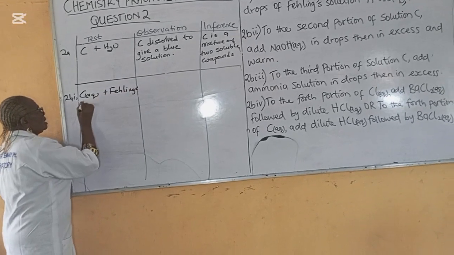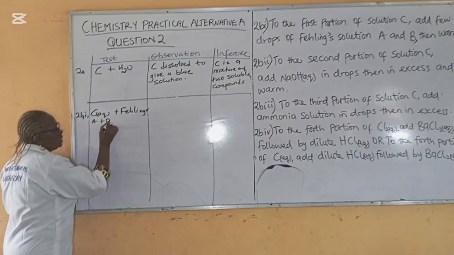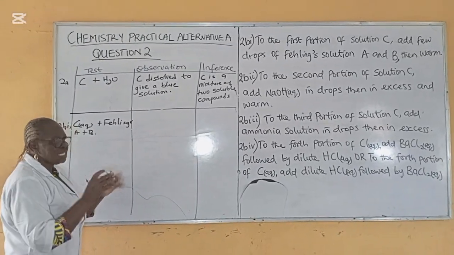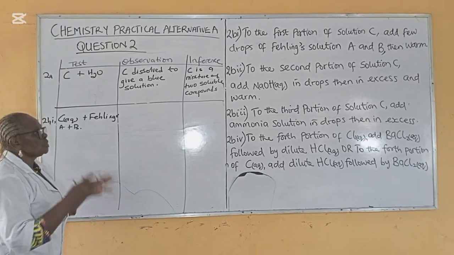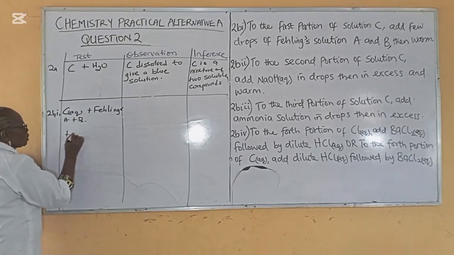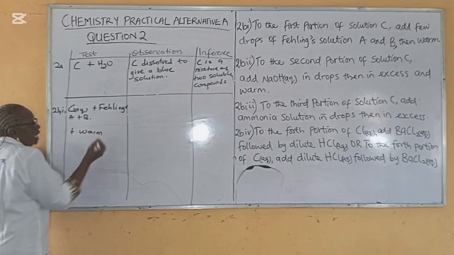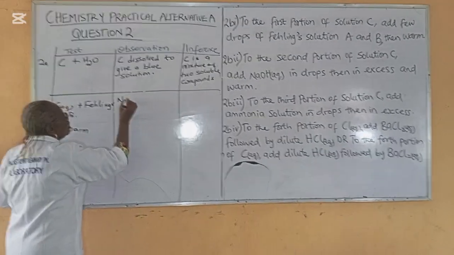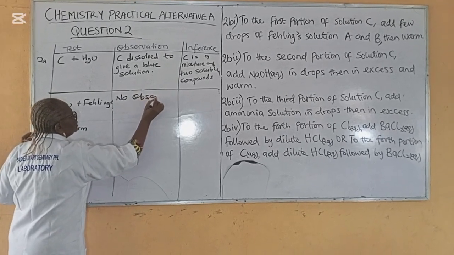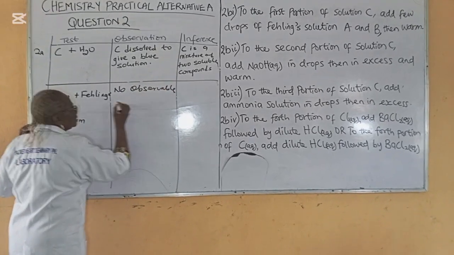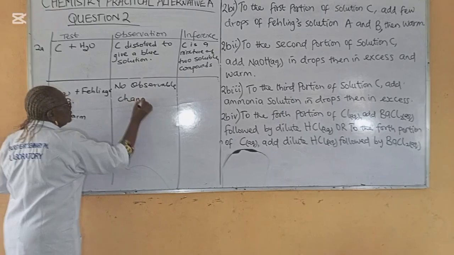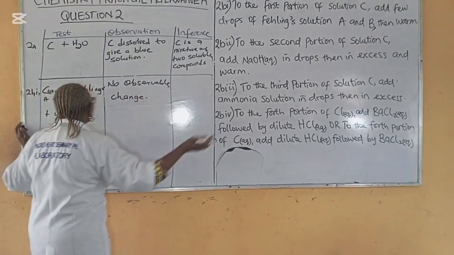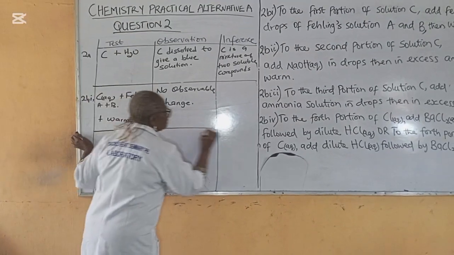solution A and B. When you added it, you did not observe anything because you see the same color of Fehling's solution. You now say plus warm. Then on warming, I still did not observe anything. I will now say no observable change. Full stop. There's nothing to infer because I did not observe anything.